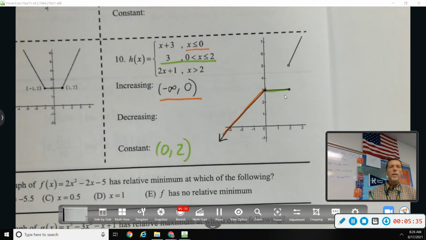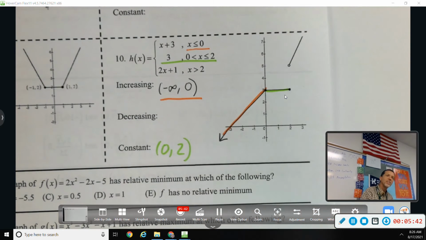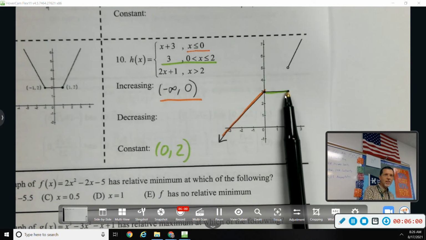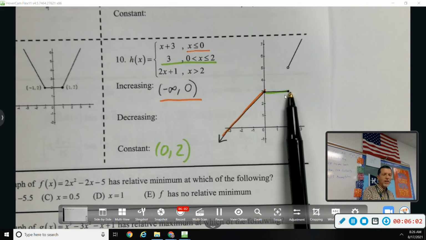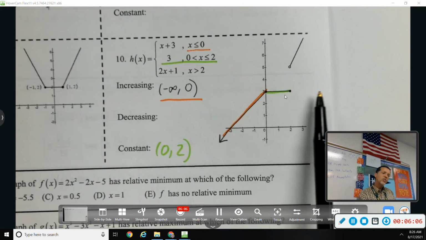It touches 2 though. It does touch 2, but at 2, it's also increasing on the other side. So basically, on increasing and decreasing intervals, we don't ever include the endpoints. Because it's either the end of a graph, and officially increasing means the next point over is bigger. Well, that's not really true at 2, or is constant for constant. The next point over is up here, so it's not constant at 2.